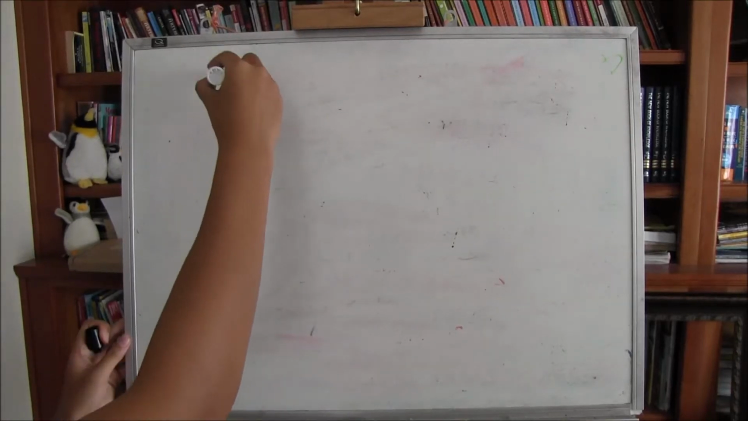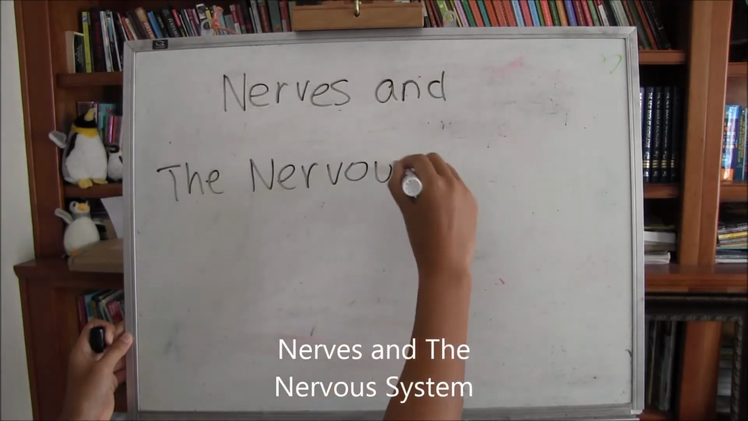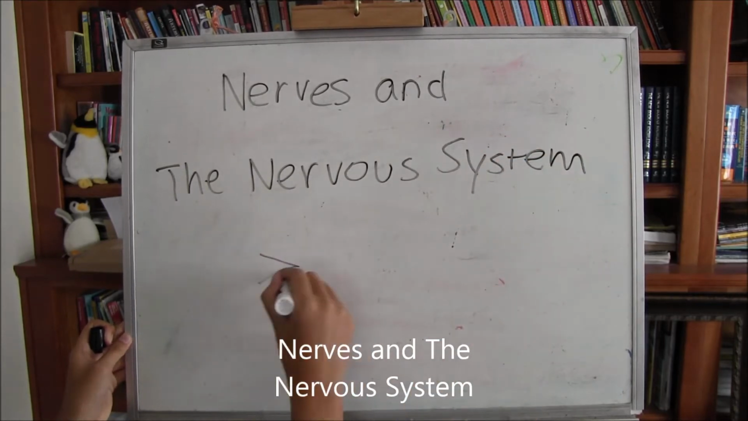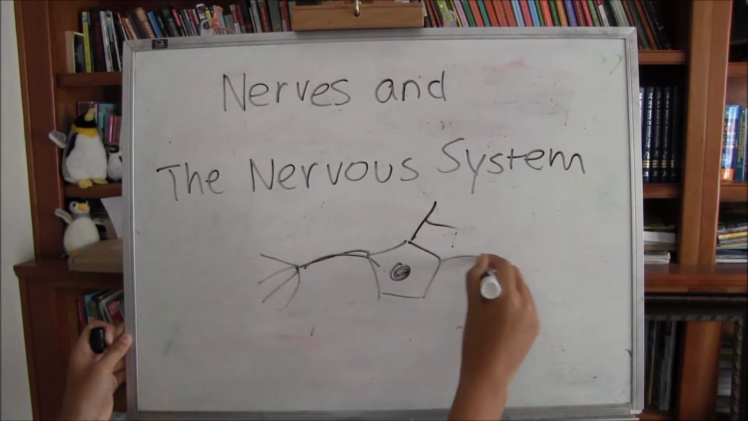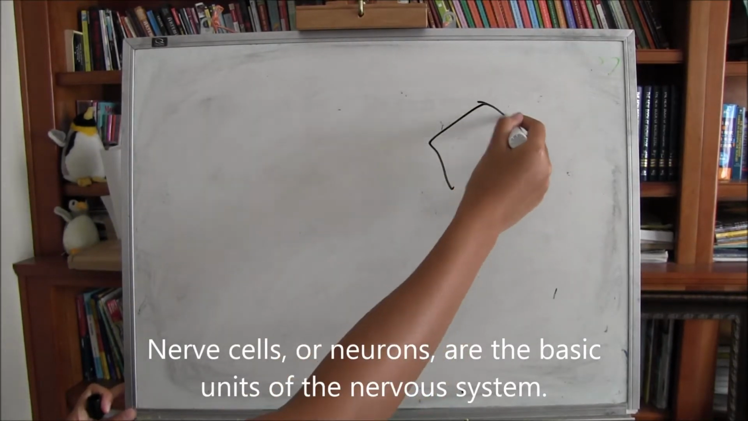We proudly present to you the basics of nerves and how they work within the nervous system. Nerves are unique cells that look nothing like the round cells we are used to seeing. They look weird, like this. Nerve cells or neurons are the basic units of the nervous system.